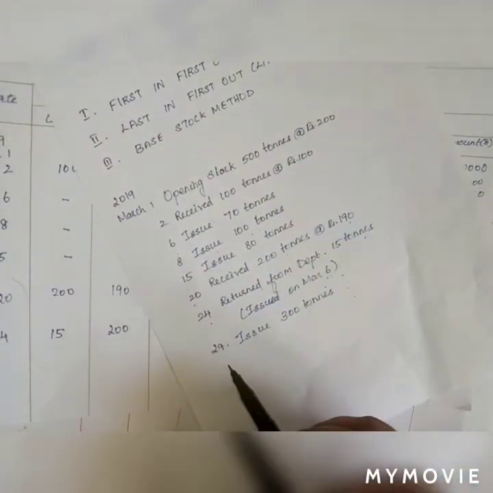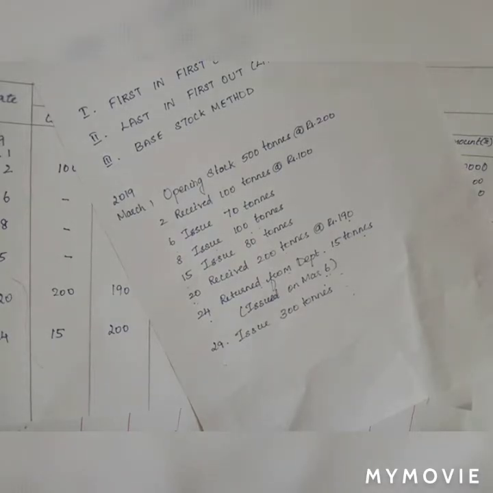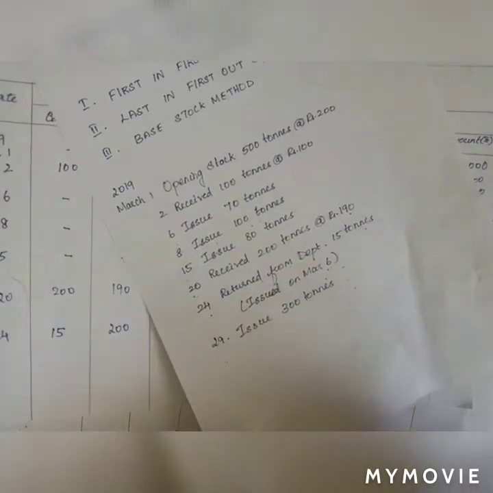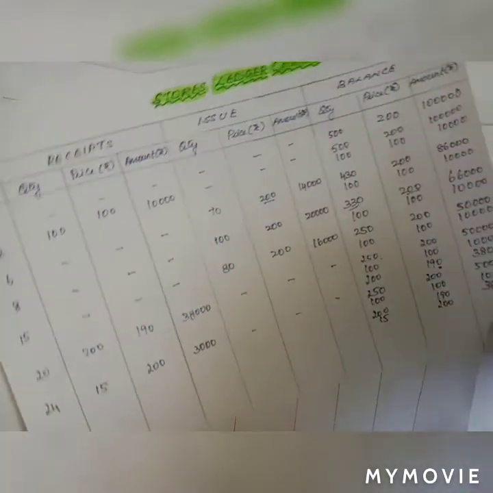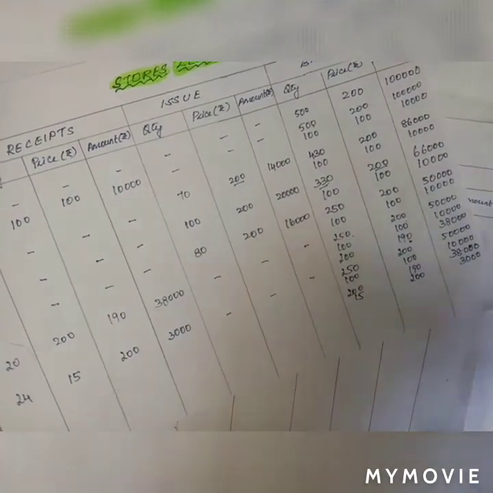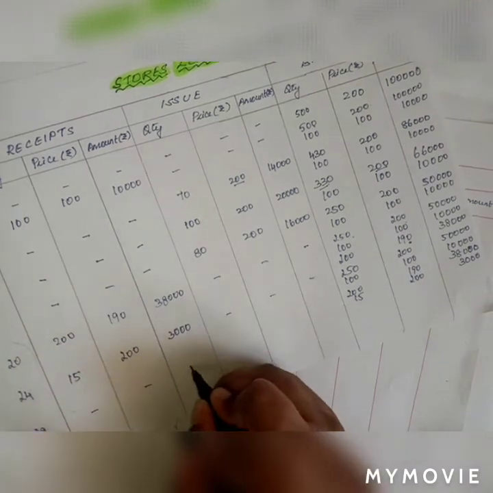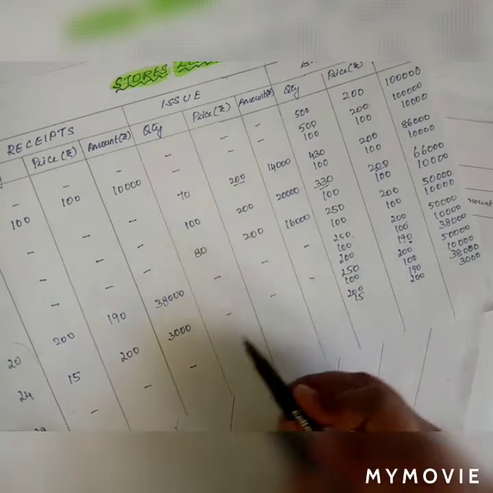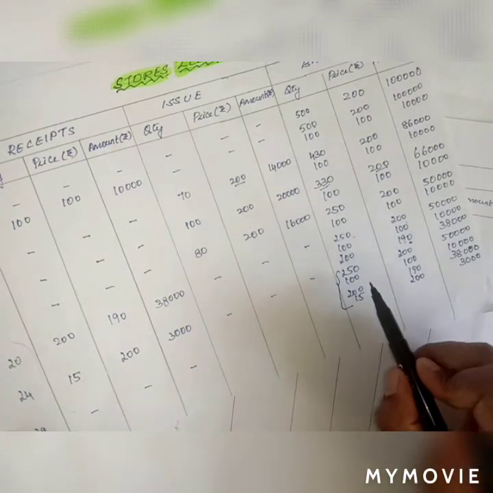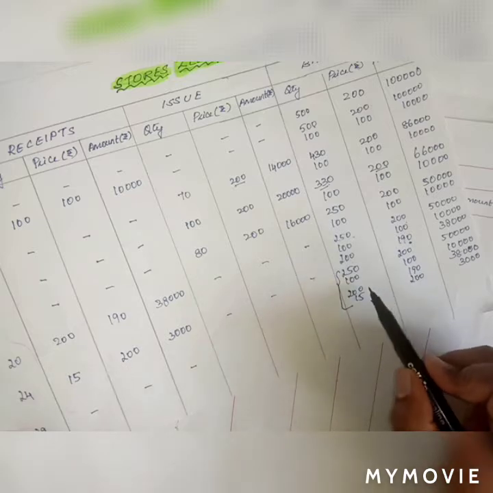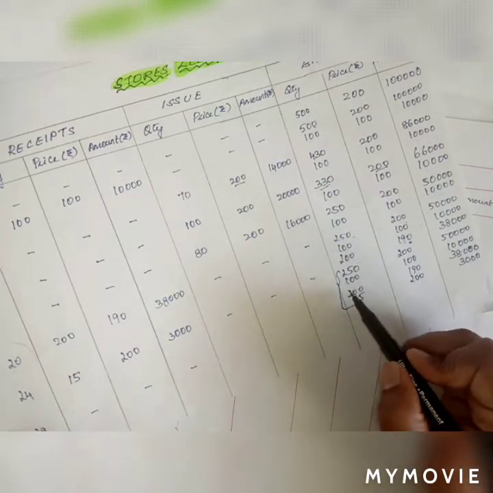At the end, on 29th, there is an issue of 300 tons. We'll see how this issue is worked out. This is the raw material which is available as of now, and we are following the FIFO method. The first raw material has to be utilized first.